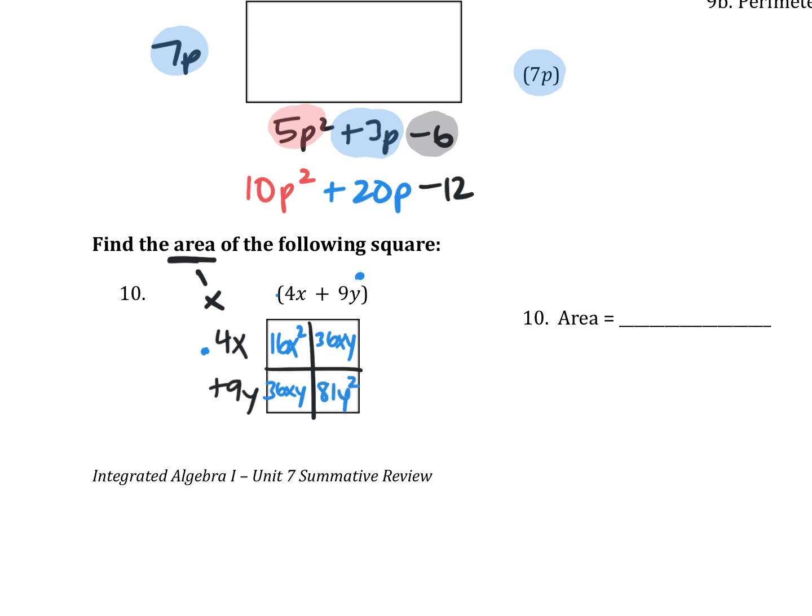So now I can go ahead and combine my like terms. I've got 16x squared. There's no other x squared terms, but there is xy terms that I can combine. 36xy plus 36xy gives me 72xy. And lastly, I've got just that positive 81y squared left over.